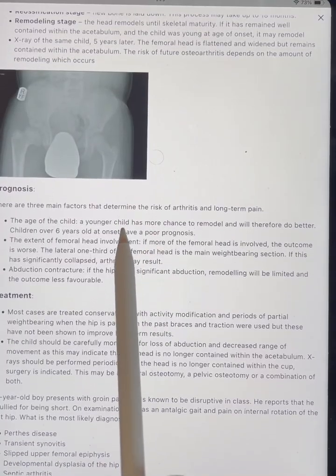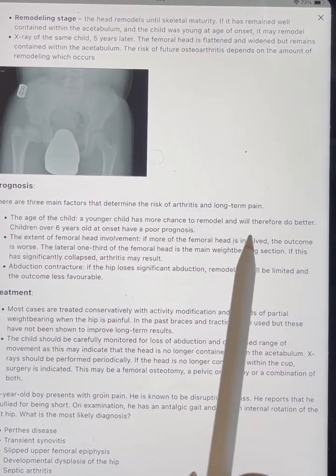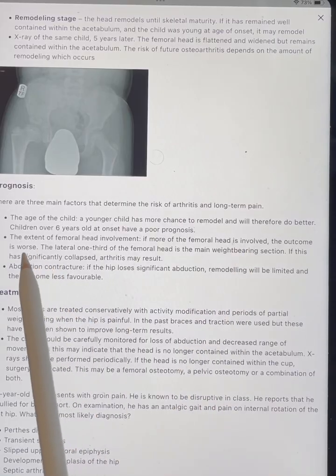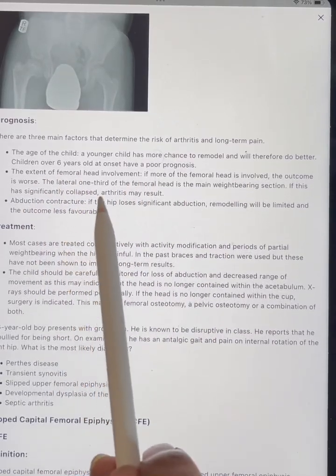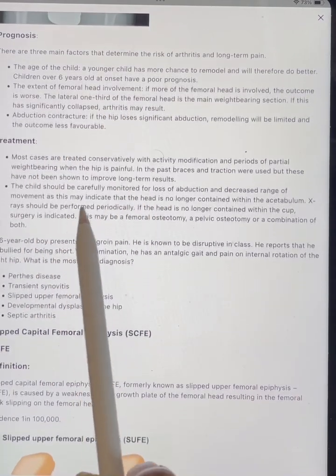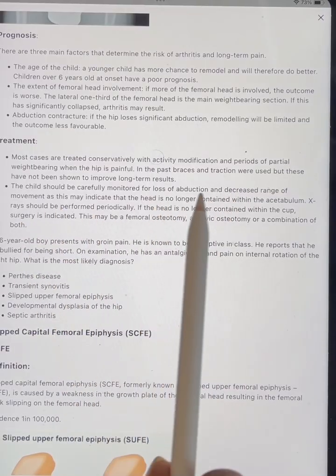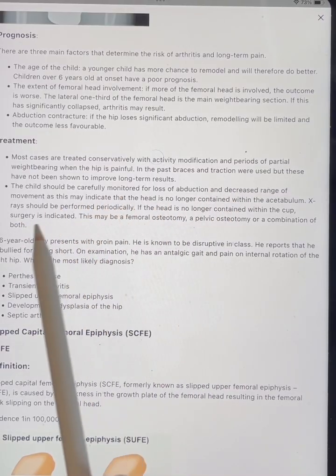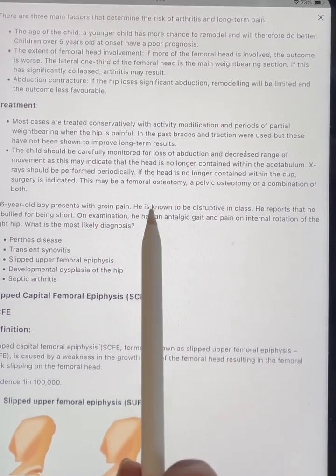There are 3 main factors that determine the risk of arthritis and long-term pain. The age of the child: the younger the child, the more chance to remodel, and therefore they do better. Children older than 6 years have a poorer prognosis. The extent of femoral head involvement, how much of the head is involved, and abduction contracture. Most cases are treated conservatively with activity modification and a period of partial weight bearing while the hip is painful. The child should be carefully monitored for loss of abduction, and until the head is no longer painful.